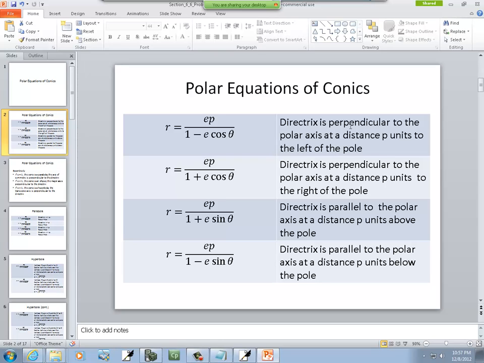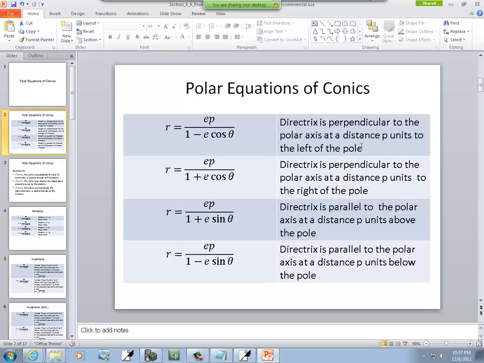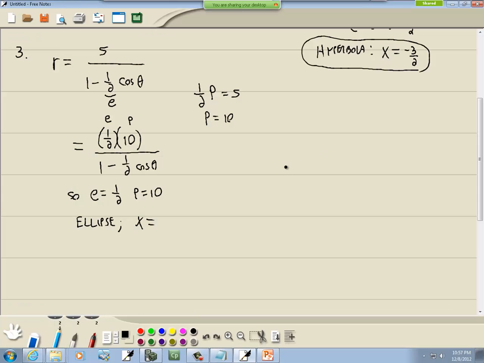So it says Directrix is perpendicular to the polar axis. So it's up and down. This polar axis, remember, is your x-axis. So it'll be up and down, so it'll be x equals something for our Directrix. And let's see what it says. P units to the left of the pole. Well, that'd be x equals negative 10. The pole is right here. So P units to the left would be over here and be negative 10. So x equals negative 10.